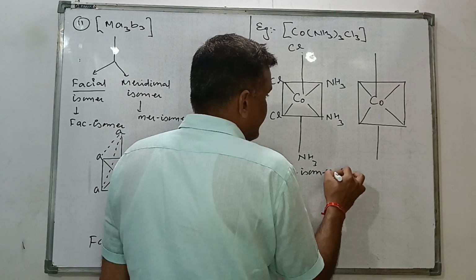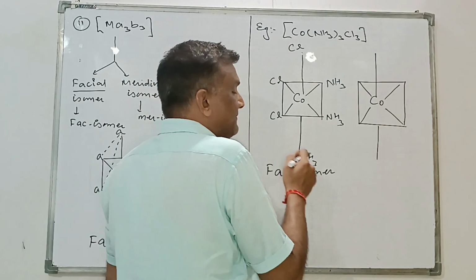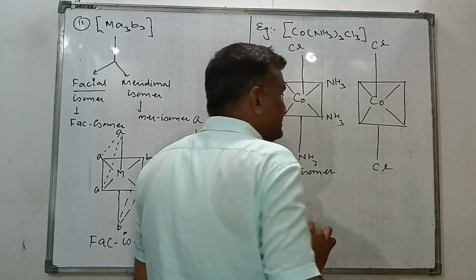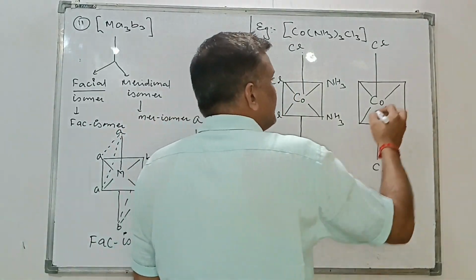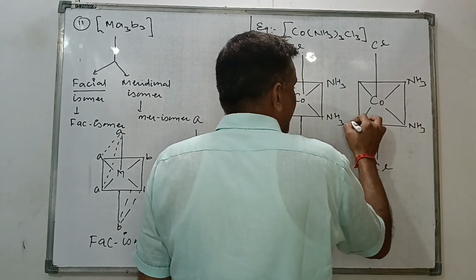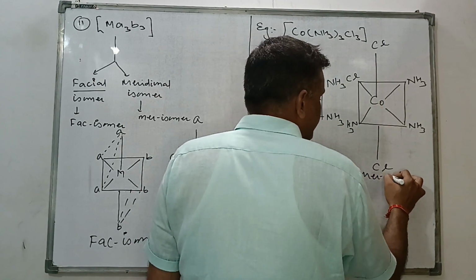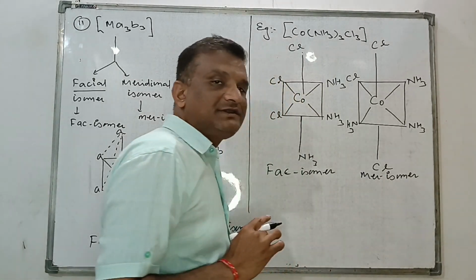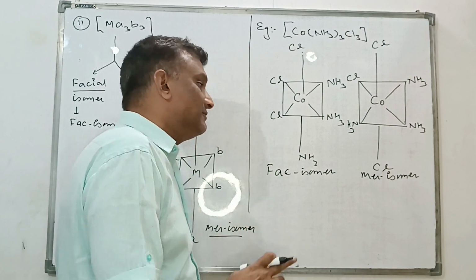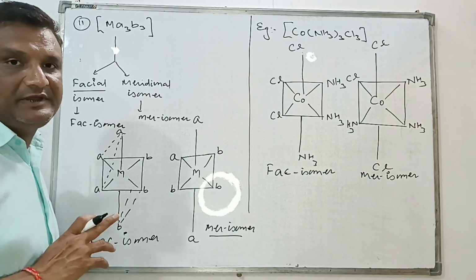Fac isomer. Now we'll go with the meridional. So exchange just NH3 with this Cl. This is your, over here, one of the Cl. This is the Cl. Then this is your NH3, NH3, NH3, and this is the Cl. Then this is called the mer isomer. This Cl may be from over here also. You can shift it from here to here as well. Then it will also be a mer isomer. So this was about the second formula, Ma3B3.